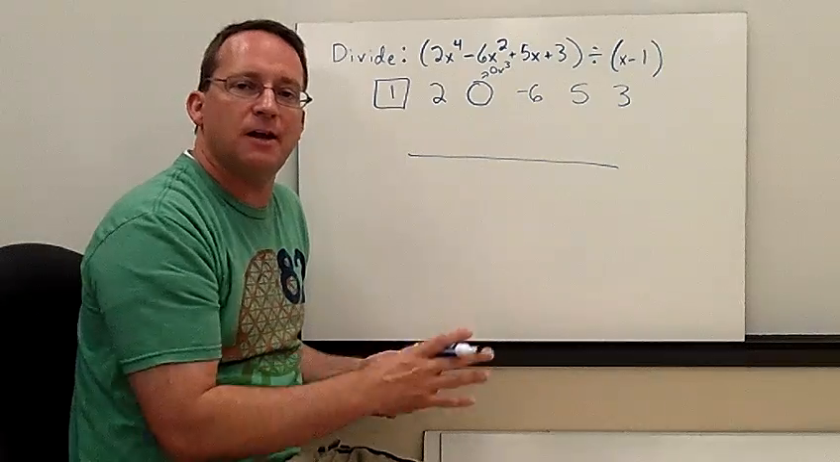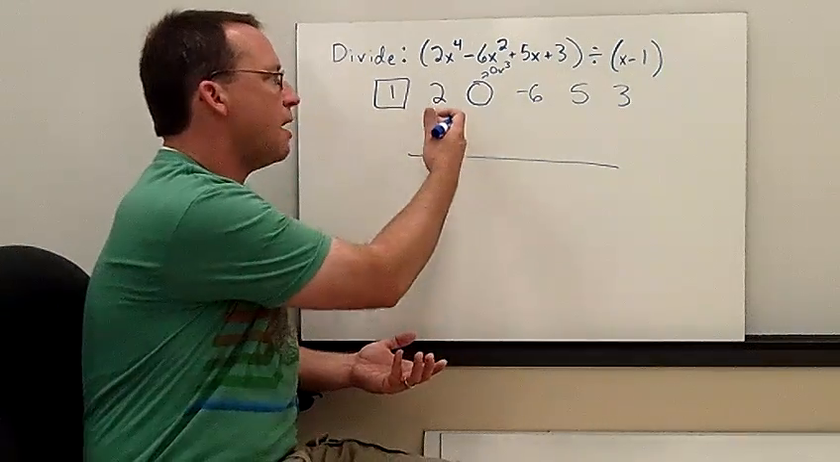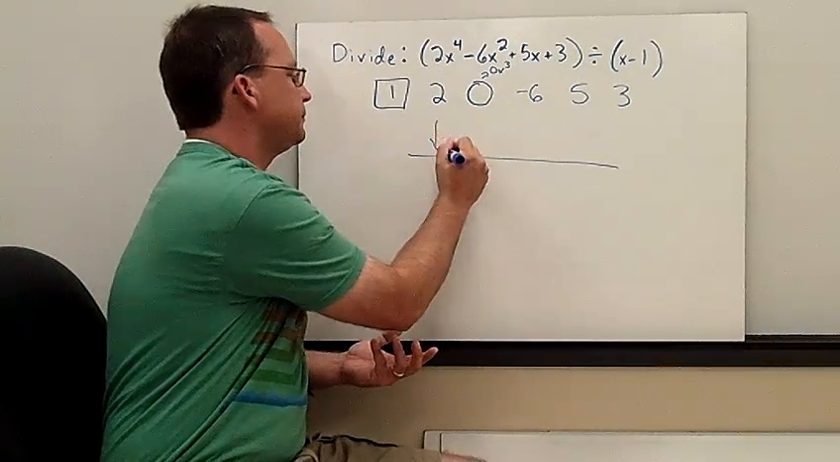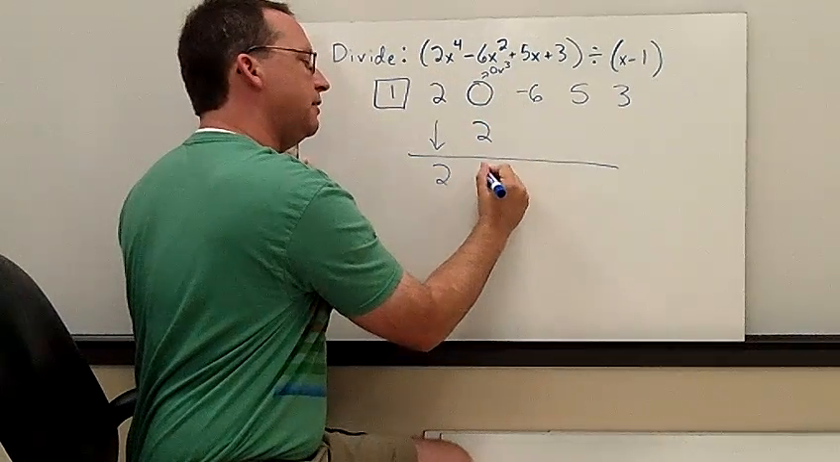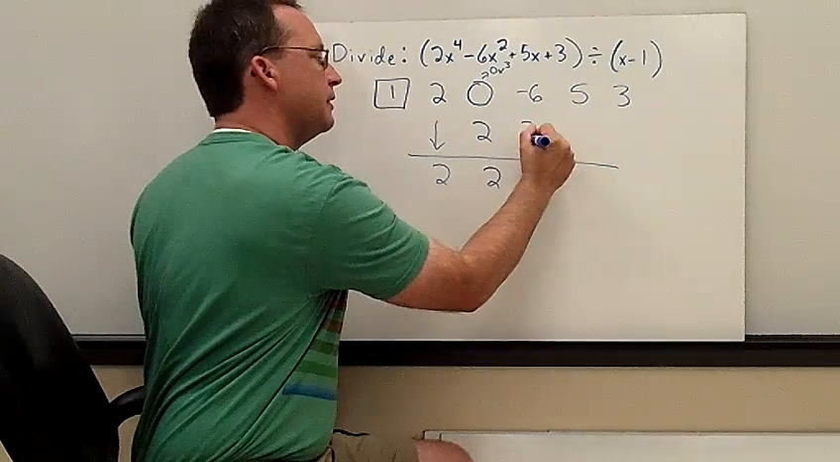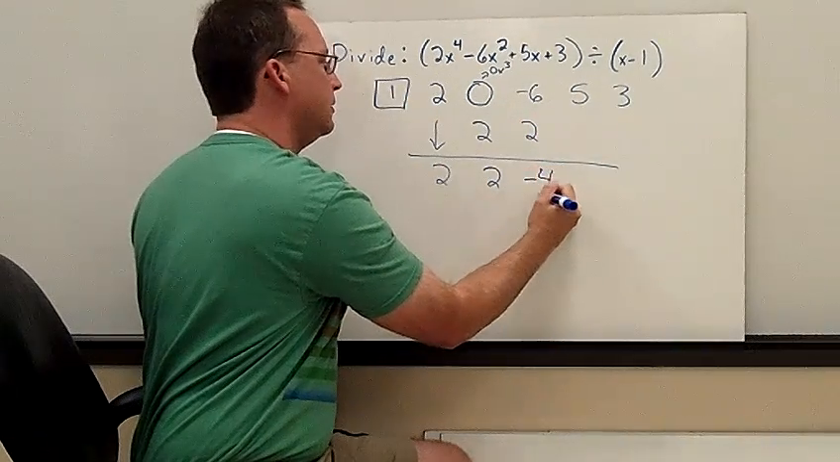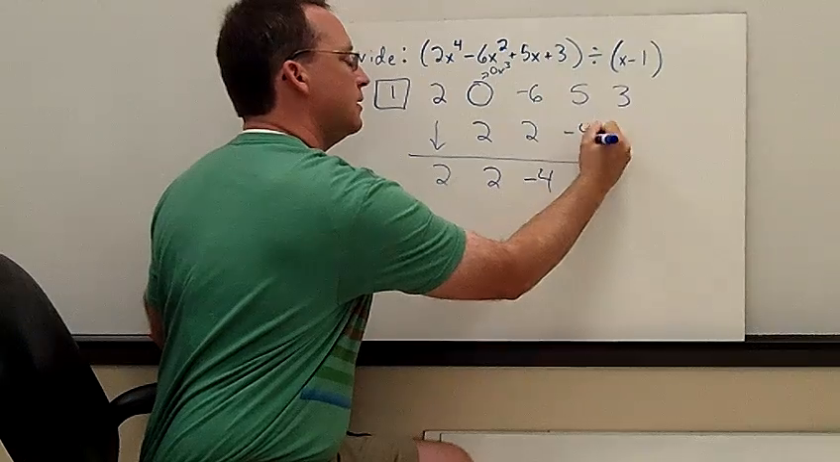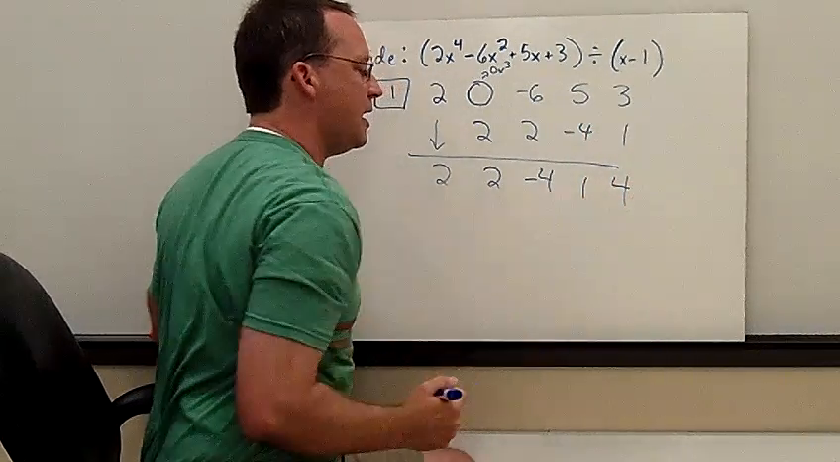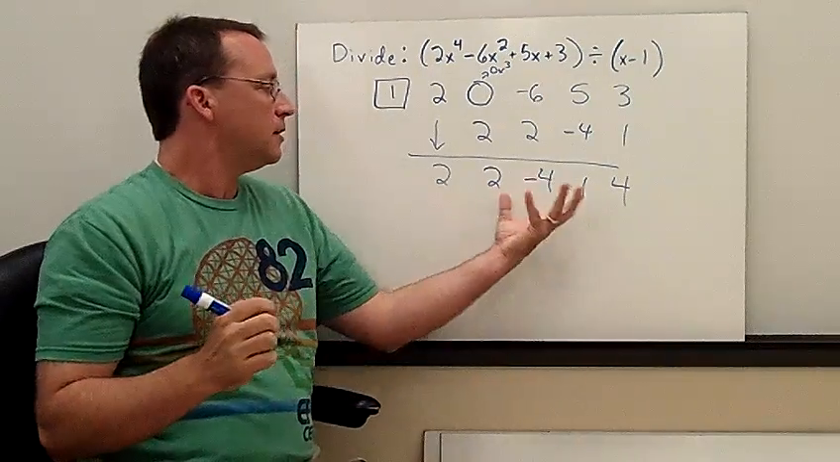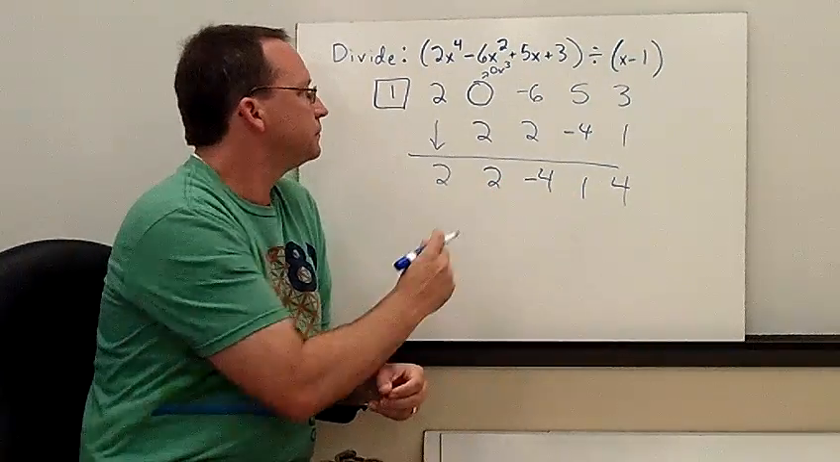Once you make sure you get it set up correctly, everything works the same. Drop down your first coefficient, multiply by what's in the box, and add. Multiply and add. Multiply and add. Multiply and add, like that. These numbers represent our answer.